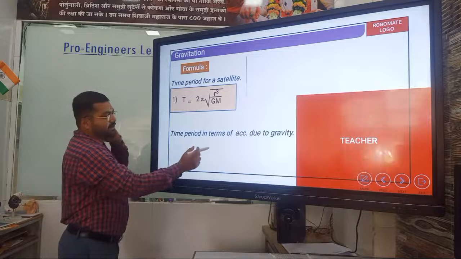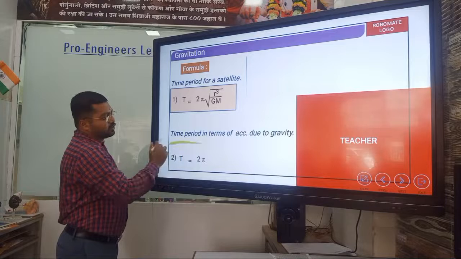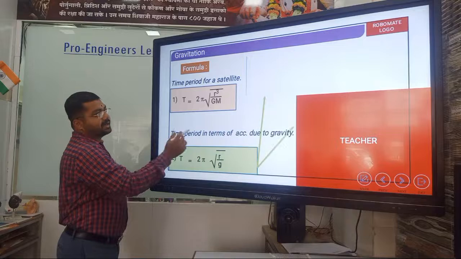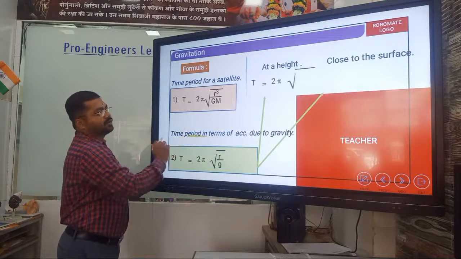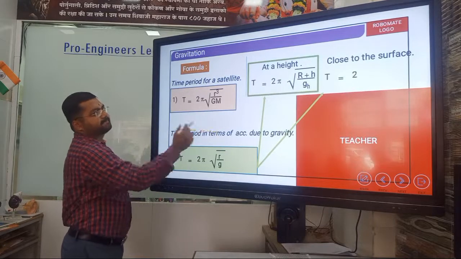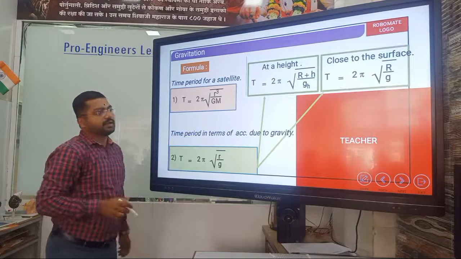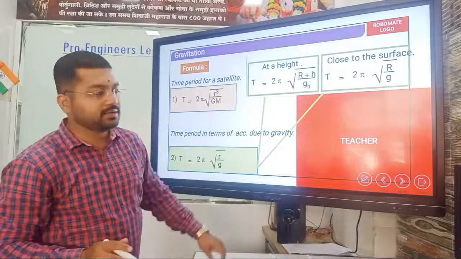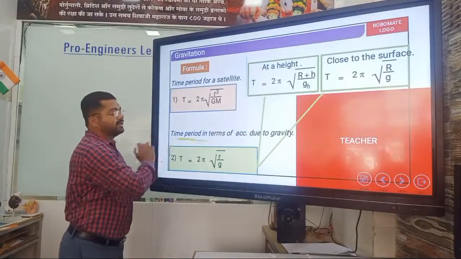Now the time period in terms of acceleration due to gravity, that is T equal to 2π under root of R upon g. Again it has two parts, at height and close to the surface. At height, what will be the formula? R plus h upon g_h. And next, keep this in mind, here there is no square or cube. It is just for time period in terms of acceleration due to gravity.